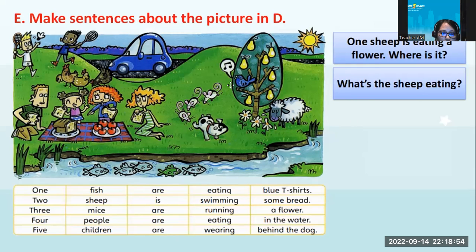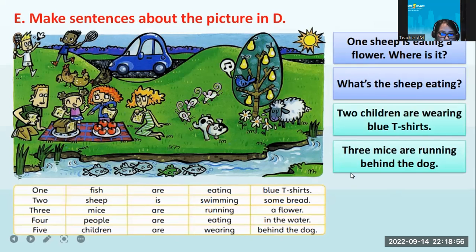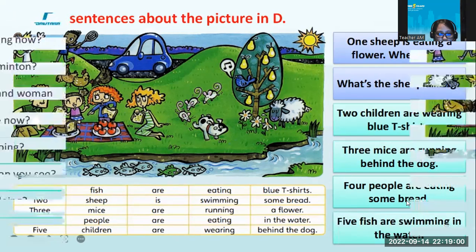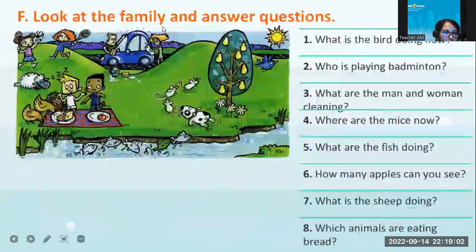Here, two children are wearing blue t-shirts. Three mice are running behind the dog. Four people are eating some bread. And five fish are swimming in the water. So now look at the family and answer the question.